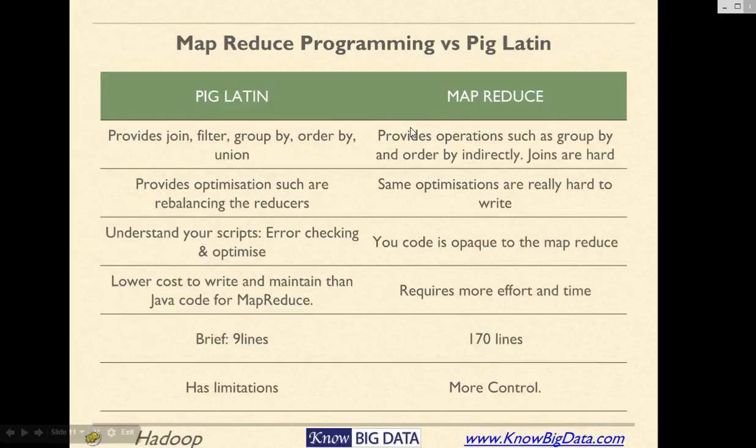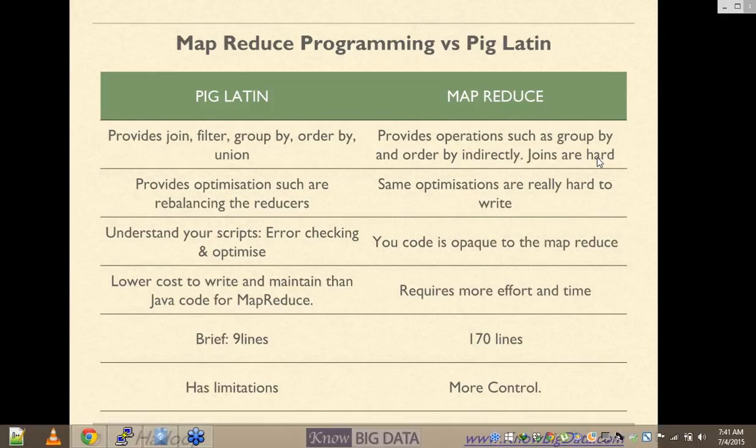So what is the basic difference between Pig Latin and MapReduce? Right? So Pig provides us with very SQL-like constructs like join, filter, group by, order by, union, etc. Whereas in MapReduce, all these operations are pretty hard to do. Writing even basic joins is a little tough in MapReduce, right? So if you want to do very basic joins, even that is pretty cumbersome to write in MapReduce.